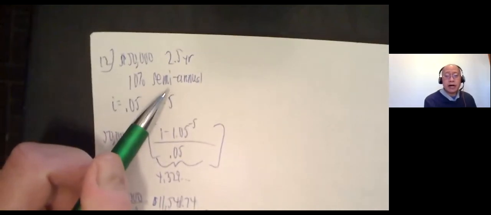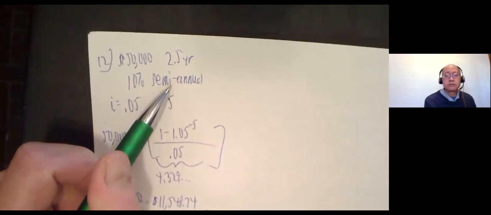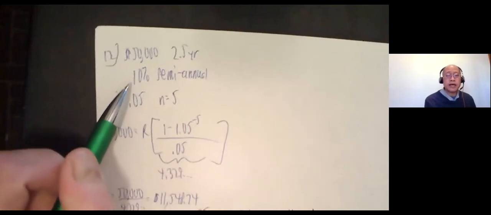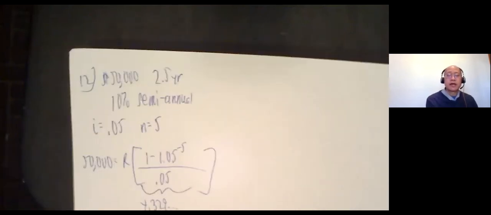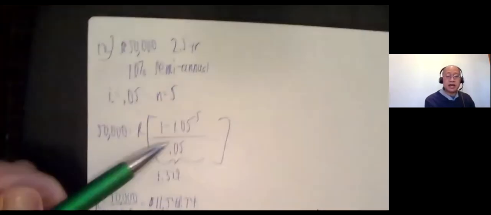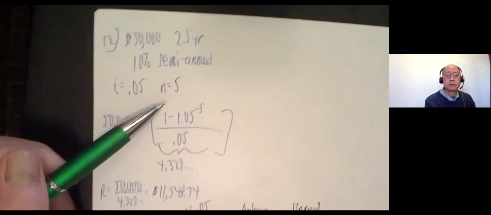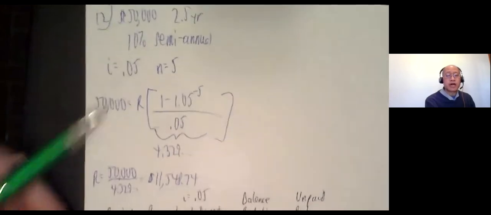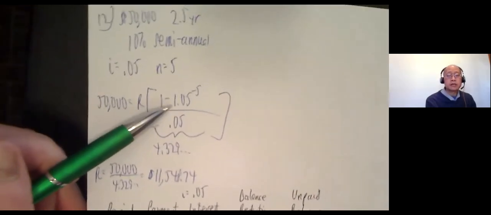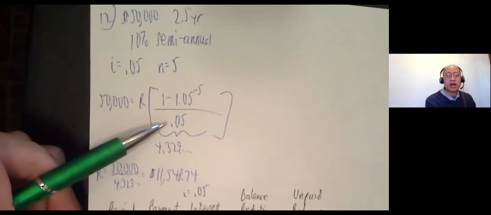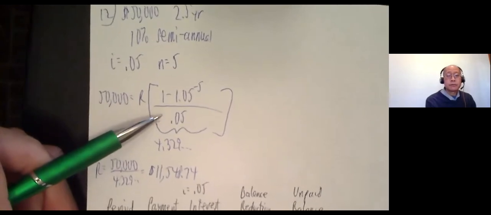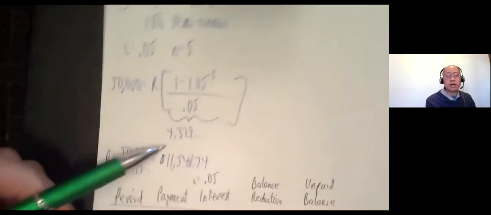All right, anyway, so we're borrowing $50,000, 2.5 years, 10%, semi-annual. Semi-annual means divide by 2. So 0.10 divided by 2 is 0.05. And what is N? N is again 5 in this case. 2.5 times 2 is 5. Throw it into the formula. 50,000 is R times 1 minus 1 plus I to the negative N, divided by I. This all is 4.329, blah, blah.